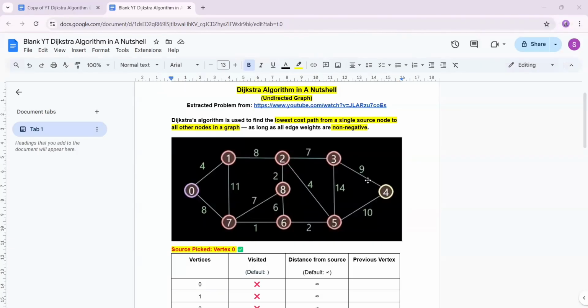Hi guys, this is a walkthrough of Dijkstra's algorithm based on an undirected graph. This problem is extracted from this video, which I will link in the description below.